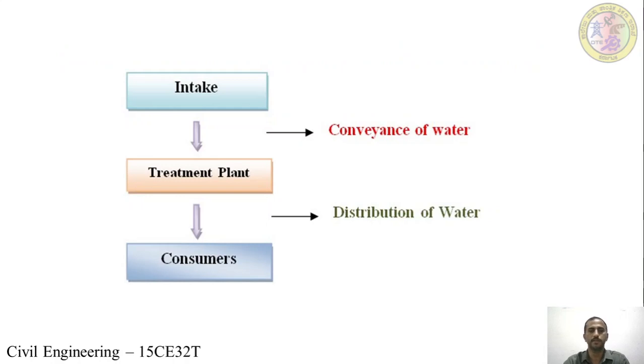As you can see here, the stage between intake and treatment plant, we call conveyance of water. Whereas the distribution of water is related to the transportation of water from the treatment plant to the consumers.